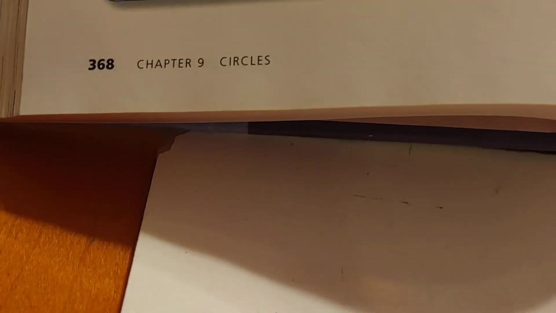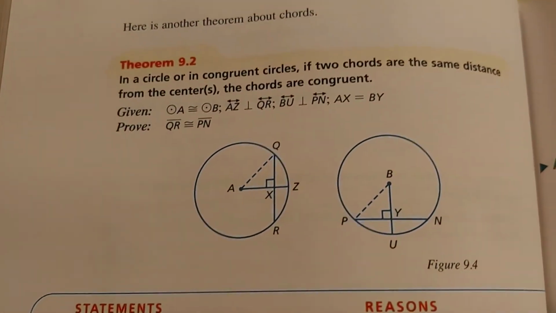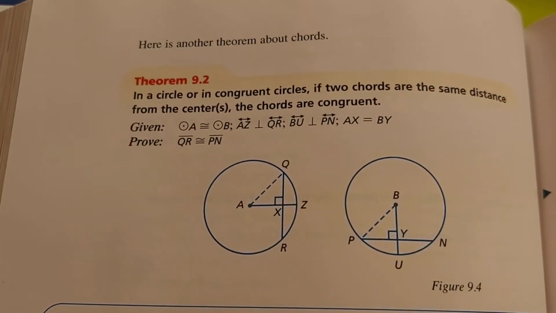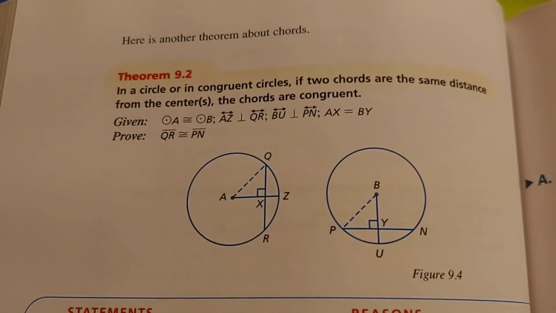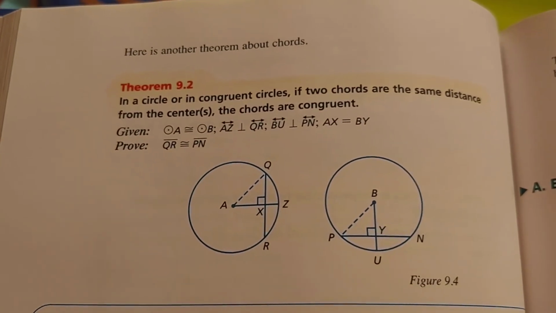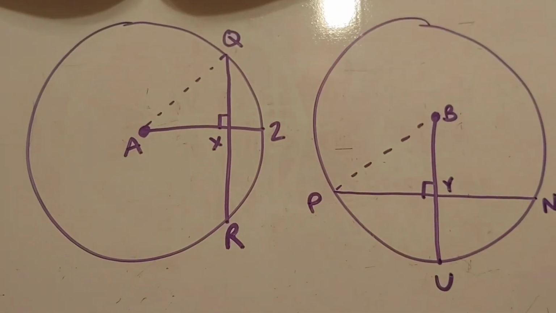We are now on page 368. I'm looking at Theorem 9.2. In a circle, or in congruent circles, if 2 chords, so this could be happening in just one circle or in 2 congruent ones, if 2 chords are the same distance from the center, the chords are congruent. All right, so let's take a look at our picture here.